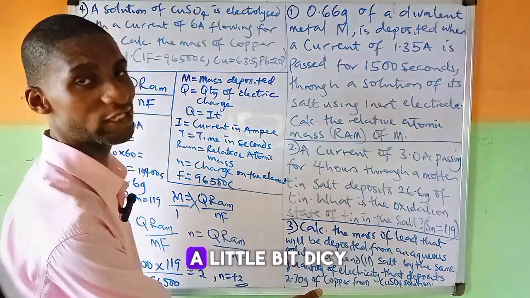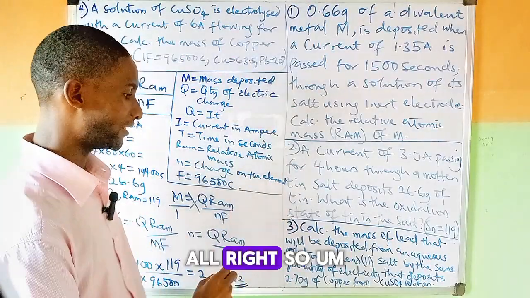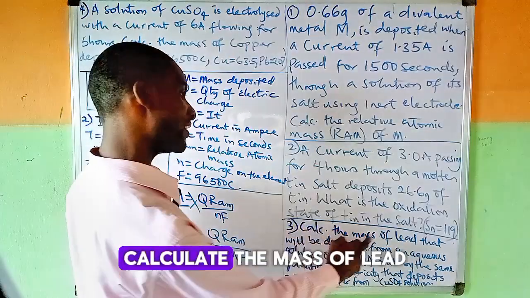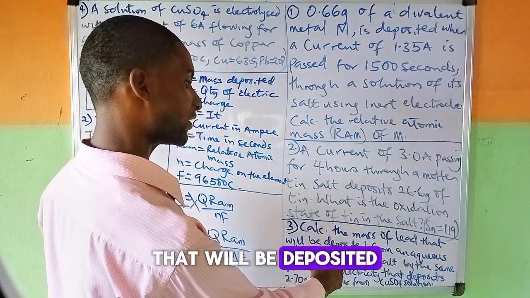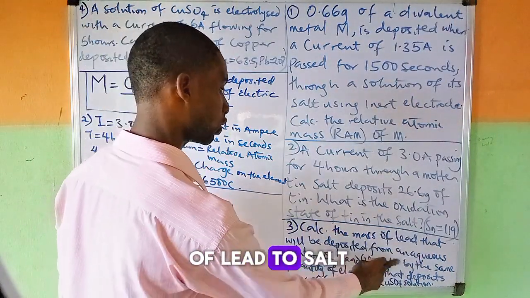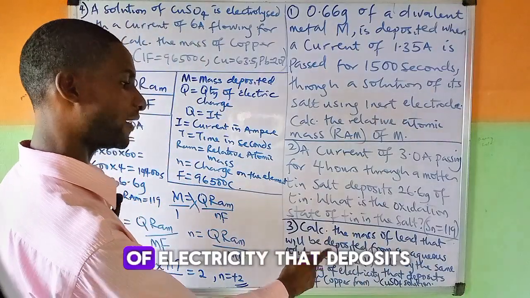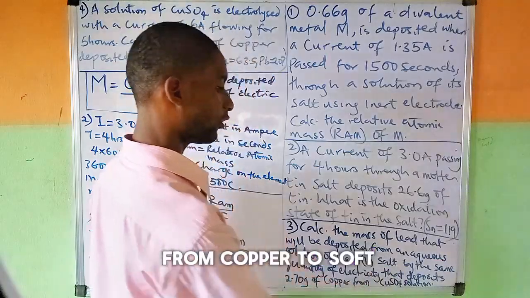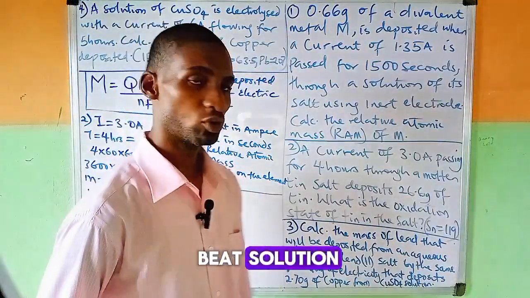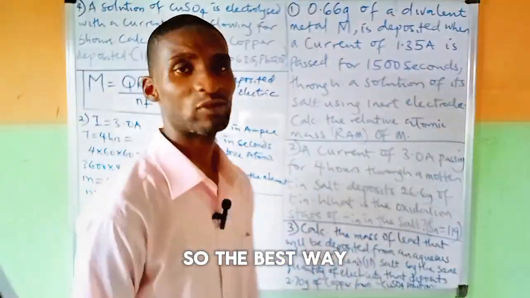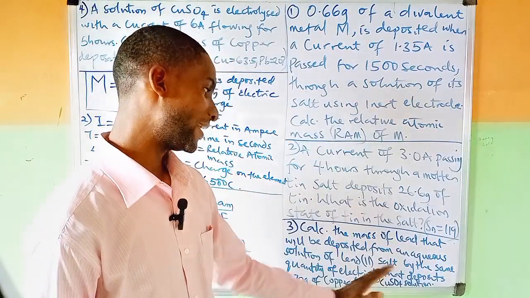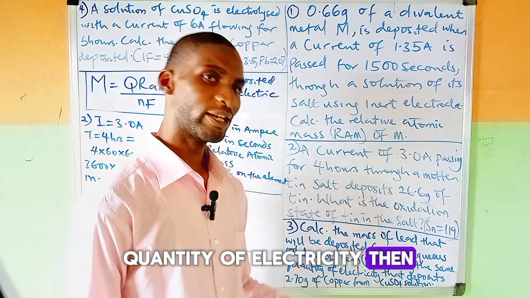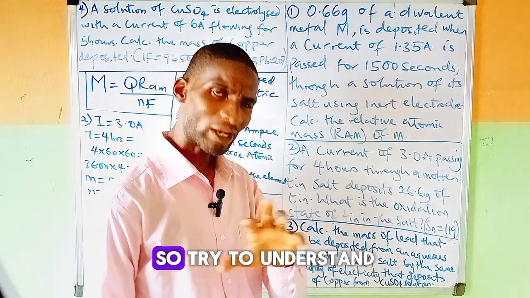The third question is a little bit dicey. So, but let's look at it. The question says, calculate the mass of lead that will be deposited from an aqueous solution of lead 2 salt by the same quantity of electricity that deposits 2.70 grams of copper from copper 2 sulfate solution. So, the best way to answer this question is to answer the latter part of the question first. Once you get the quantity of electricity, then you answer the former. So try to understand the question.